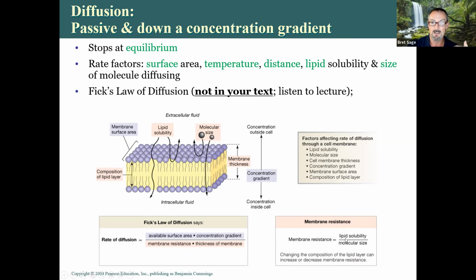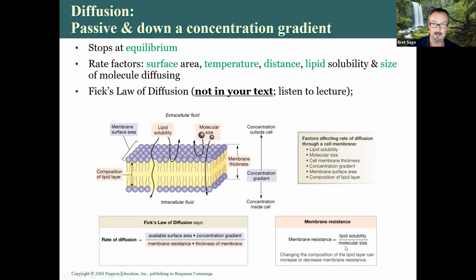Lipid solubility. That means the ability for it to go through lipid. Now, why is that important? Well, notice that the center of the membrane is all oily, or lipids. If something can diffuse right through lipids, it can get right through this oily core and make its way through. So if it has lipid solubility, that increases its rate of diffusion. So lipid solubility goes up on top.